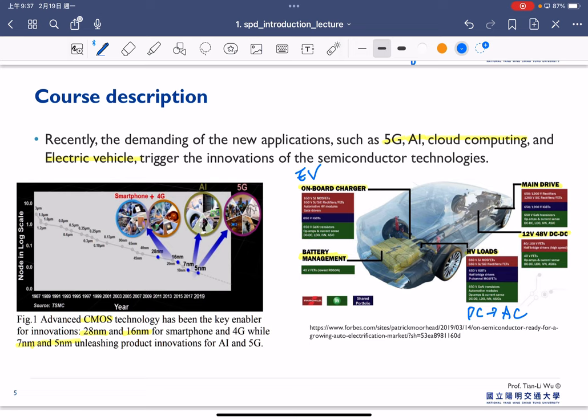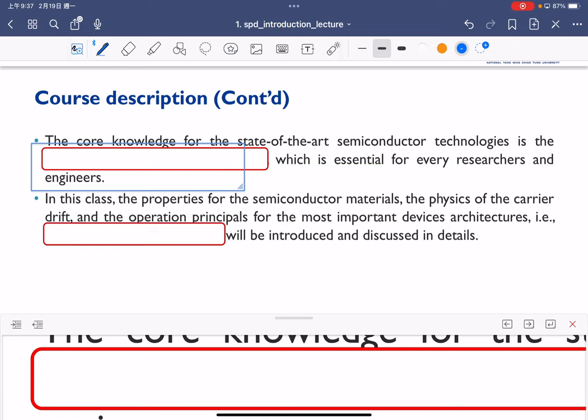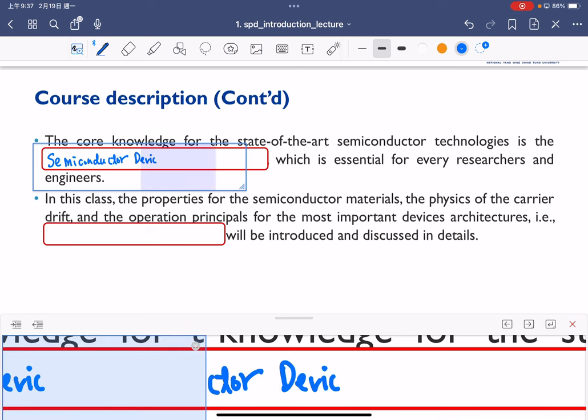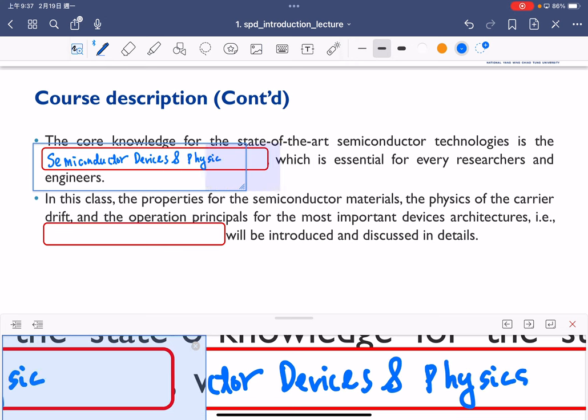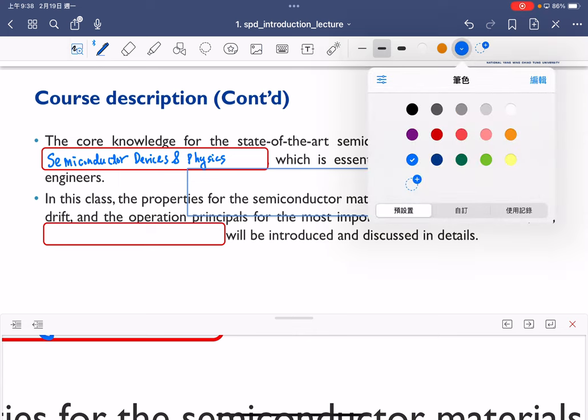Okay, so the core knowledge for this state-of-the-art semiconductor technology is for sure semiconductor device and physics, which is essential for every researcher and engineer in the semiconductor industry. In this class, we will talk about the properties of semiconductor materials, the physics of carrier drift, and the operation principles of the most important device architectures, such as diodes.